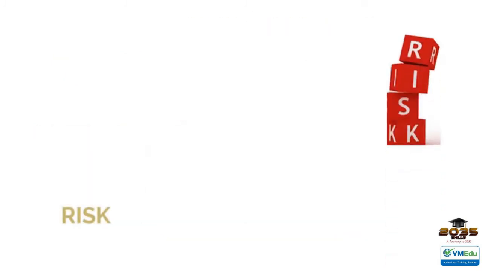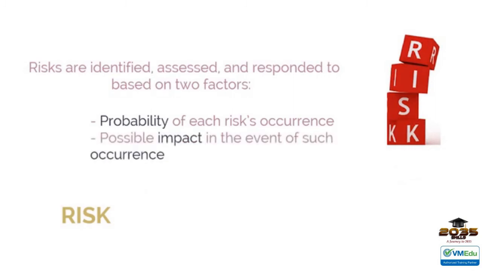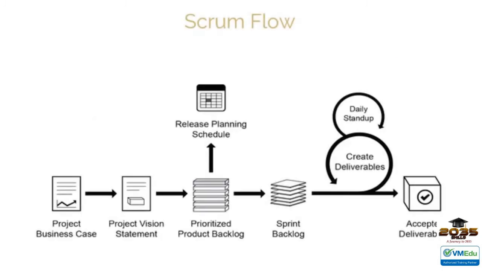Risk. In Scrum projects, risks are identified, assessed, and responded to based on two factors: the probability of each risk's occurrence and the possible impact in the event of such occurrence. Let's now briefly look at the Scrum processes. This diagram illustrates the Scrum project's flow.